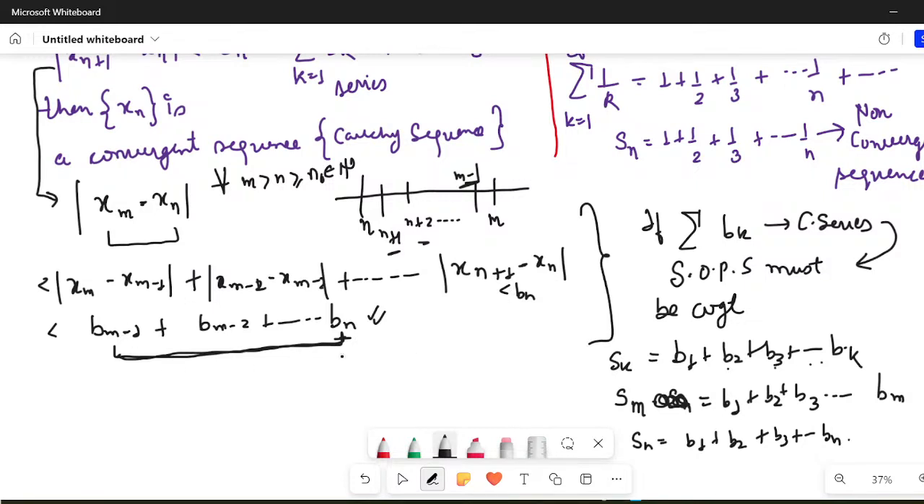Now you see, I'm saying that summation bk is a convergent series. So if it is a convergent series, then the sequence of partial sums must converge. That is, I can write that my Sk, which is b1 plus b2 plus b3 dash dash dash bk, must be a Cauchy sequence.